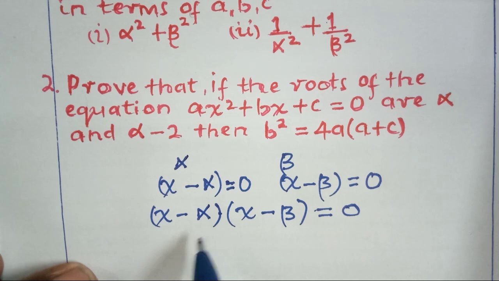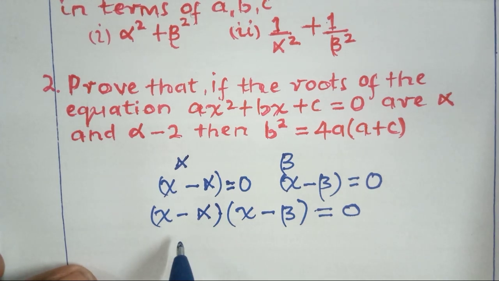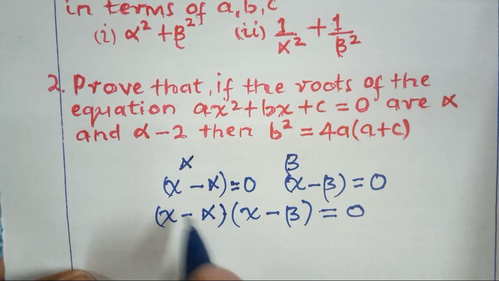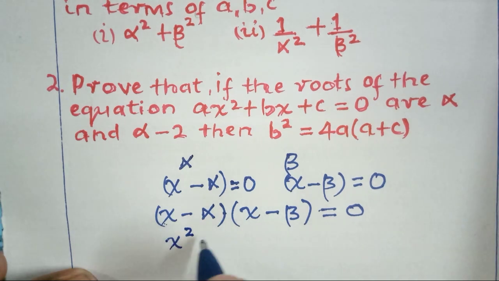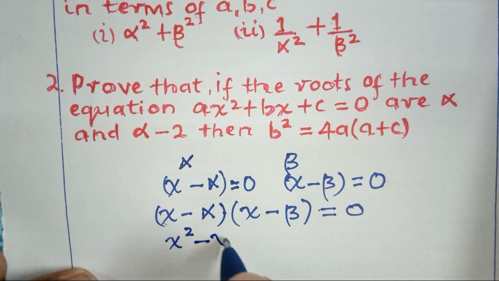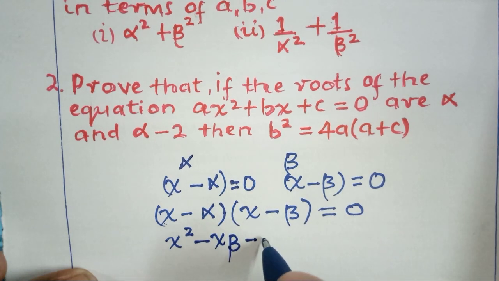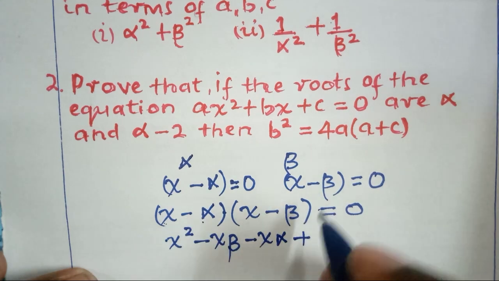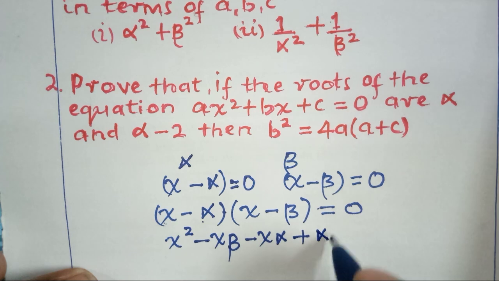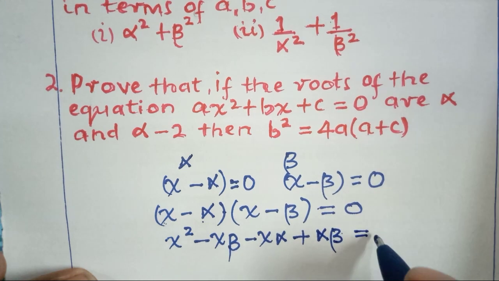So we continue. Now we are going to multiply so that we can find our quadratic equation. Our quadratic equation is going to be x squared, x multiplied by x, x squared, x multiplied by beta, minus beta, we shall have minus x beta. Then we shall have minus alpha x. Let me just write x alpha. And finally we shall have plus, because of this minus and this minus, alpha beta. This is equals to 0.